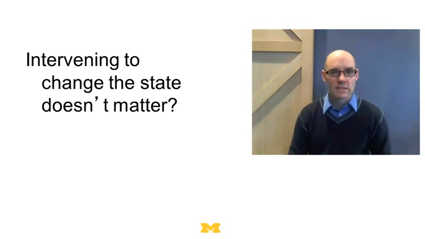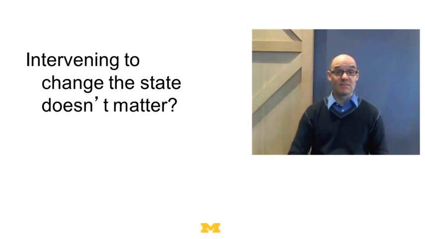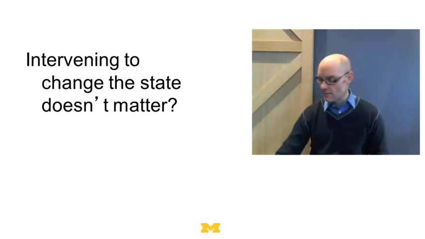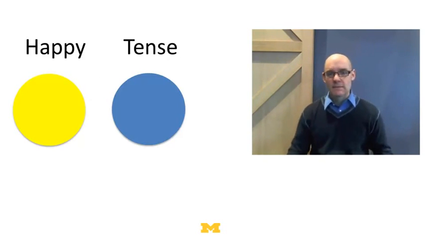This Markov process is very deterministic. It's sort of saying none of these things make a difference. It doesn't matter where you start out. What happens along the way doesn't matter. And if you intervene, it's not going to have any effect. Let's see what we mean by that.